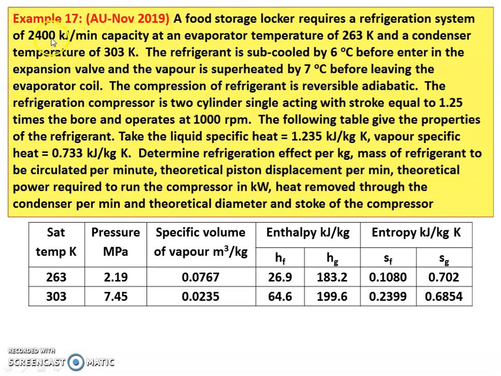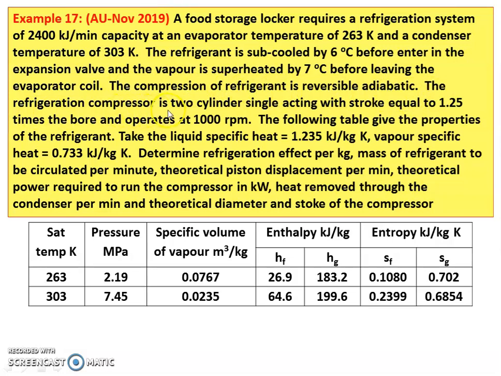Next question, example number 17 from the November 2019 question paper. A food storage locker requires a refrigeration system of 2400 kilojoules per minute capacity at an evaporator temperature of 263 Kelvin and condenser temperature of 303 Kelvin. The refrigerant is subcooled by 6 degrees Celsius before entering the expansion valve, and the vapor is superheated by 7 degrees Celsius before leaving the evaporator coil. The compression of the refrigerant is reversible adiabatic.